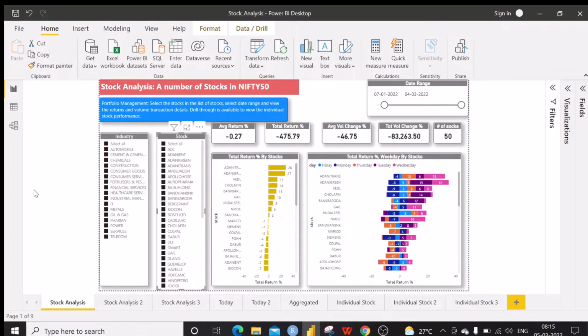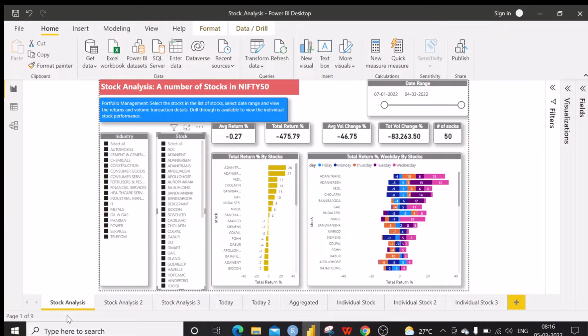So the industry is nothing but segments. The segments are different segments. When you select any segment, the corresponding stocks will be listed here. Now I have selected all the industries, that is the reason the stock list contains all the shares in the industries. These two are 2 more filters. Apart from the date range filter, we have got these 2 filters.